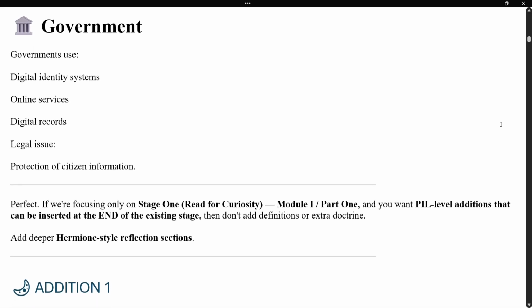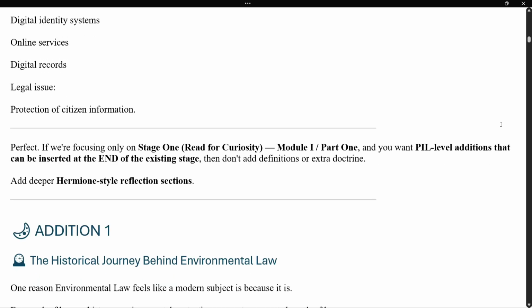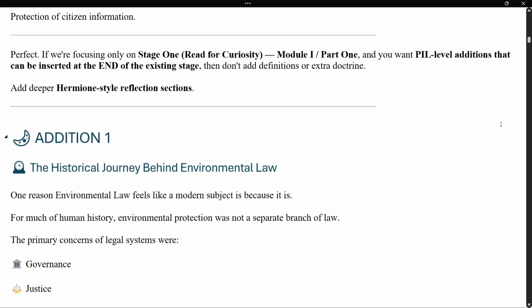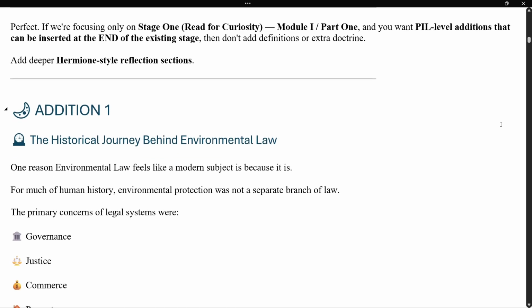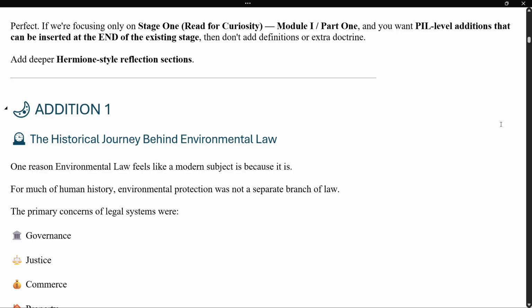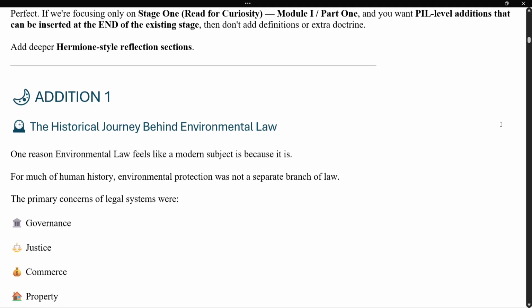Perfect. If we're focusing only on Stage 1, Module I, Part 1, and you want PL-level additions that can be inserted at the end of the existing stage, then don't add definitions or extra doctrine. Add deeper Hermione-style reflection sections.